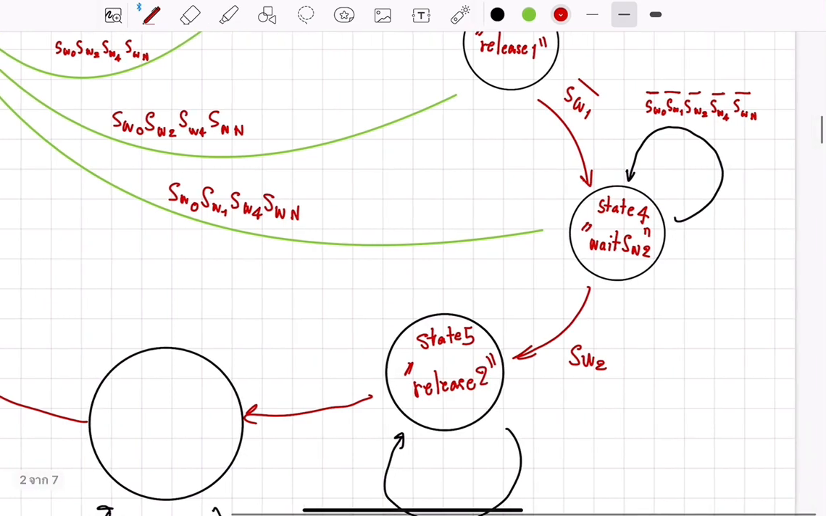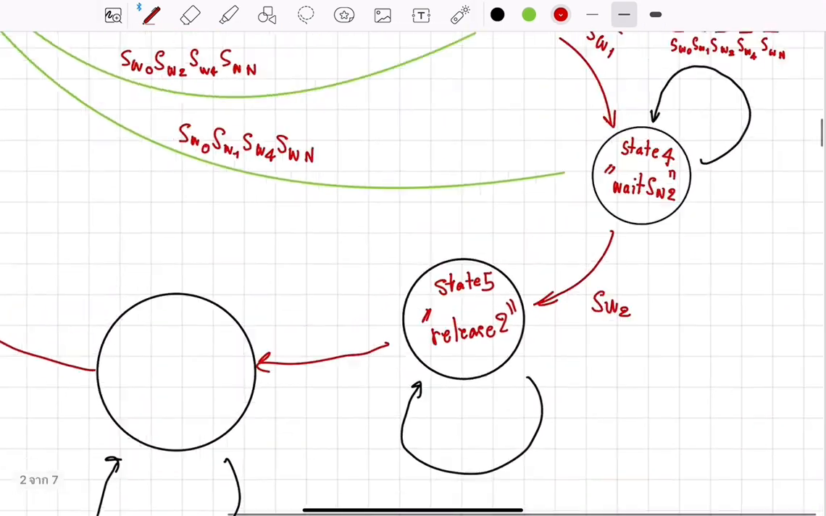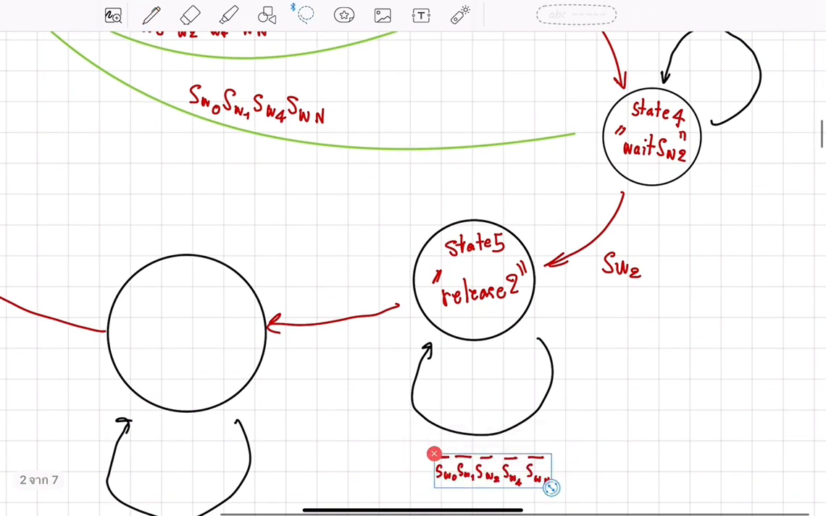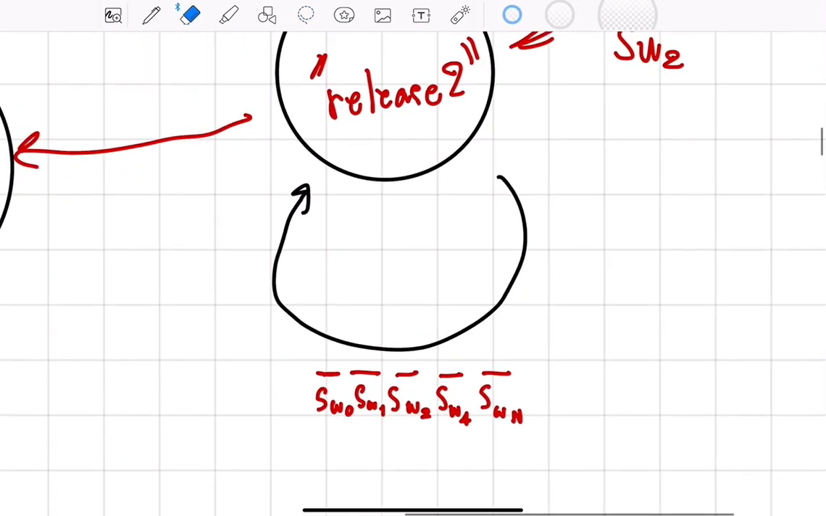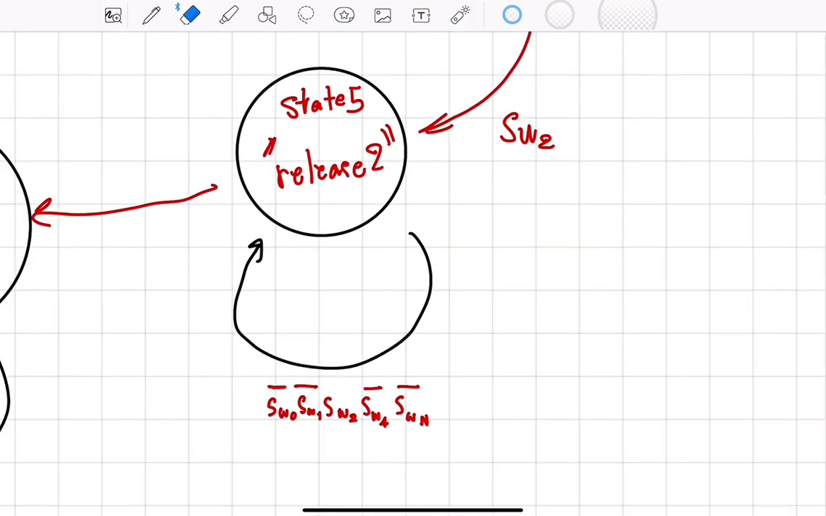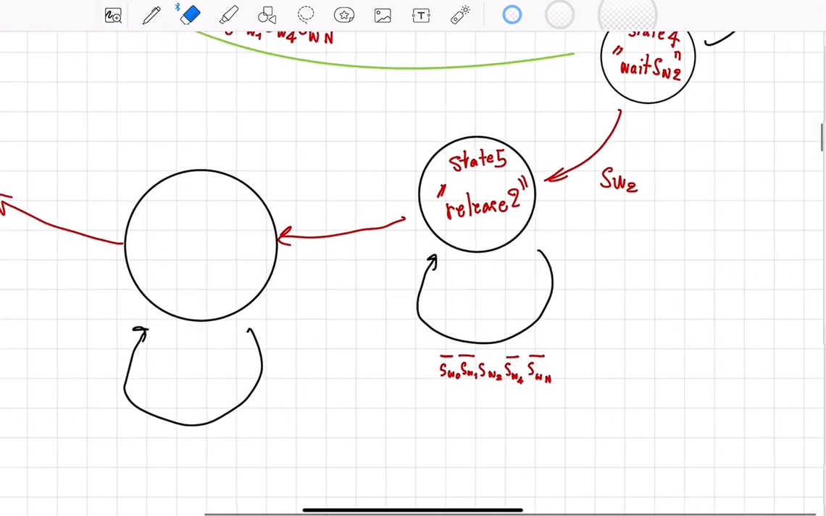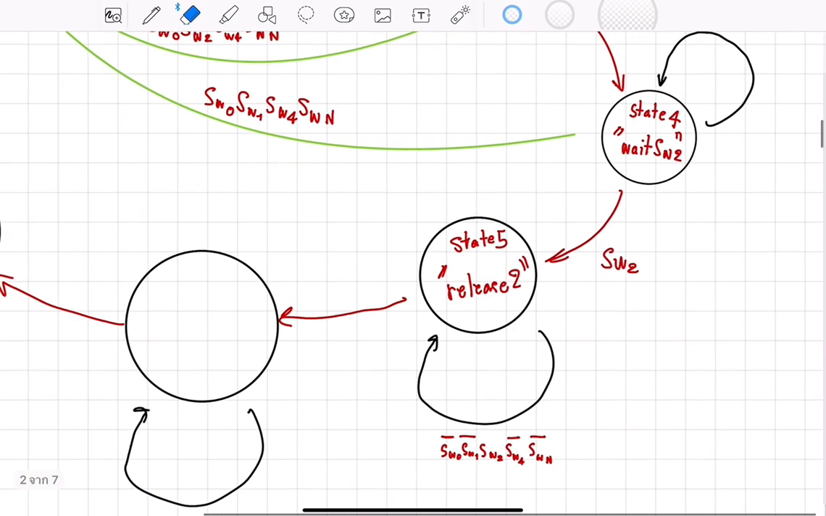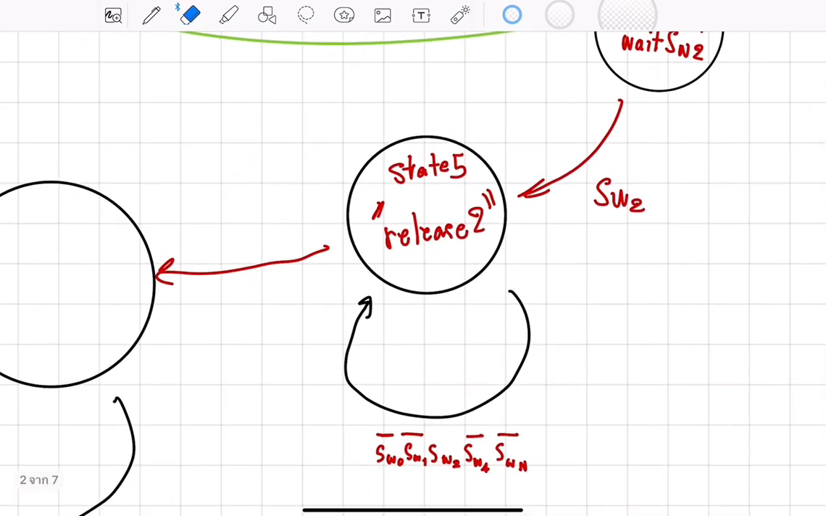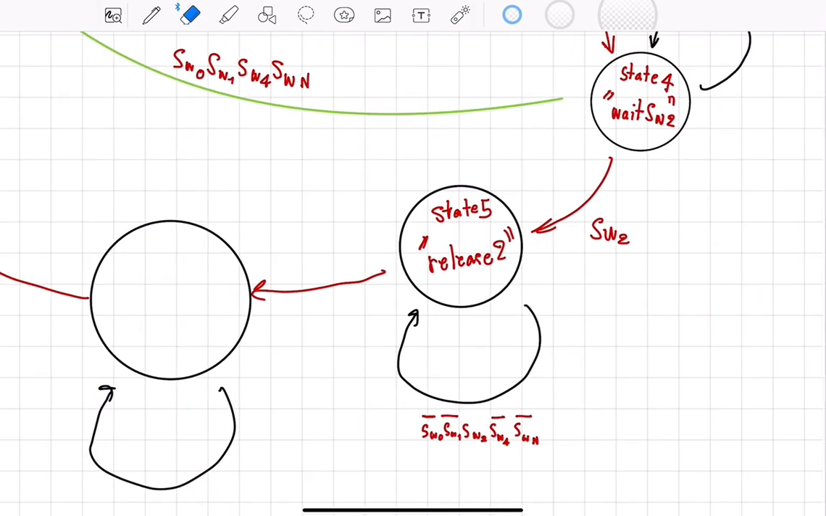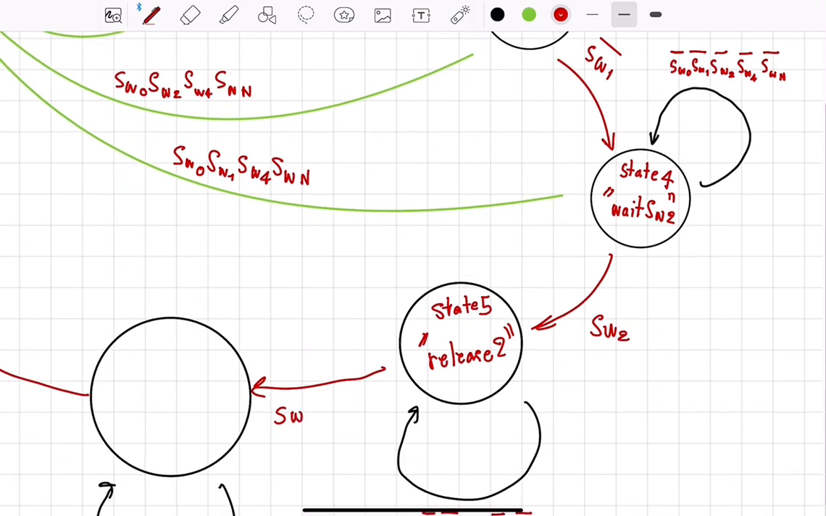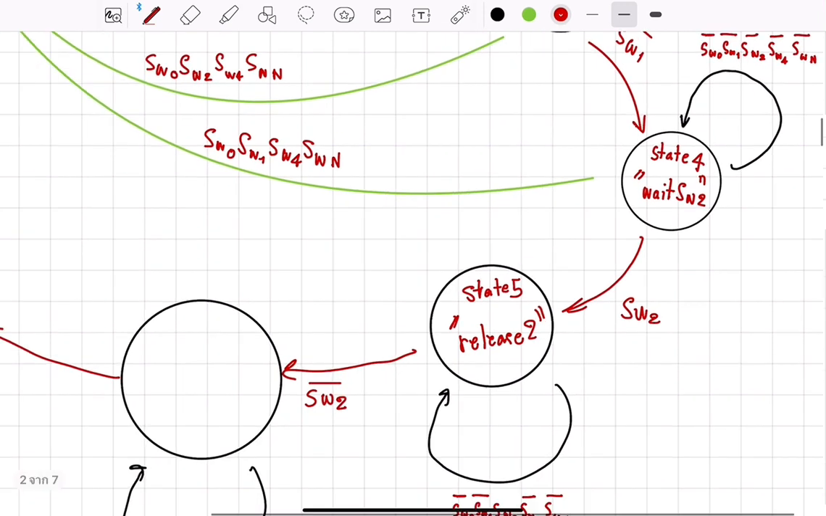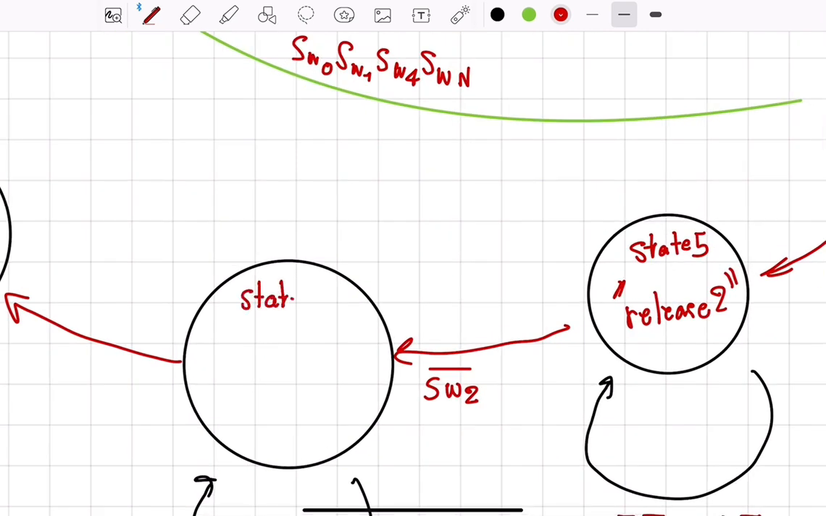When I don't put switch 0, I don't put switch 1, or I put switch 2, I put switch 4, when I put switch N, it just works again in state 5. When I don't put switch 2, I go to state 6.